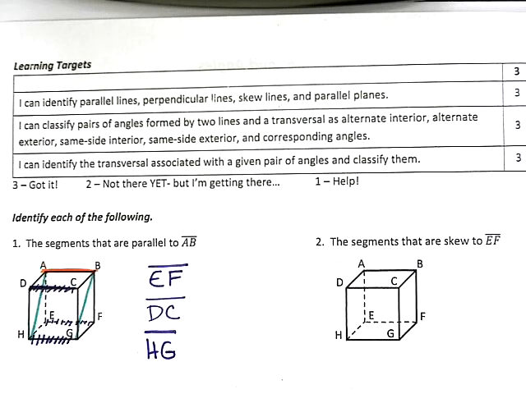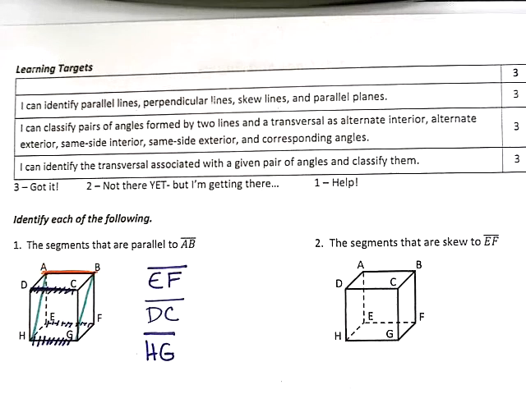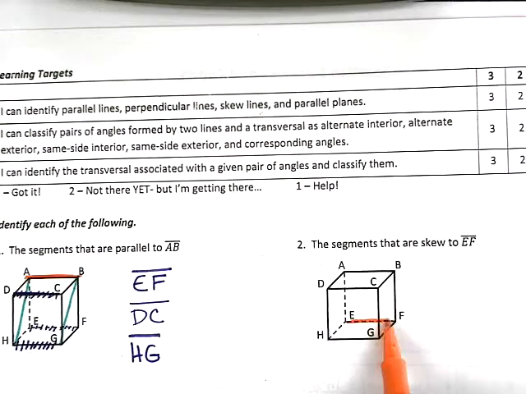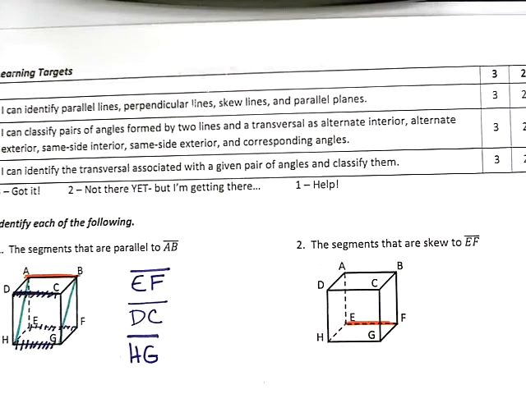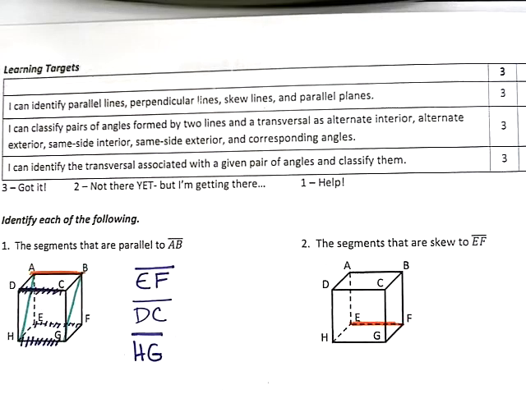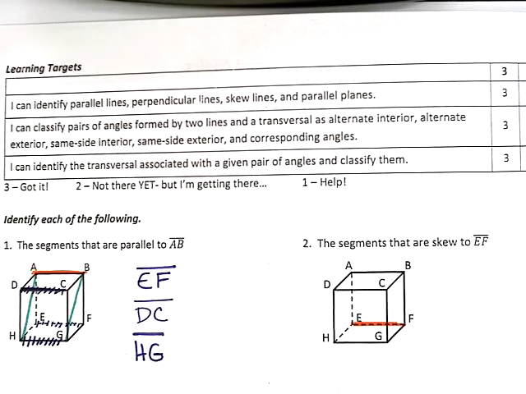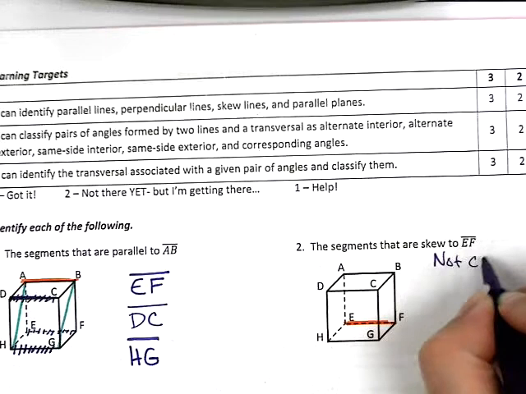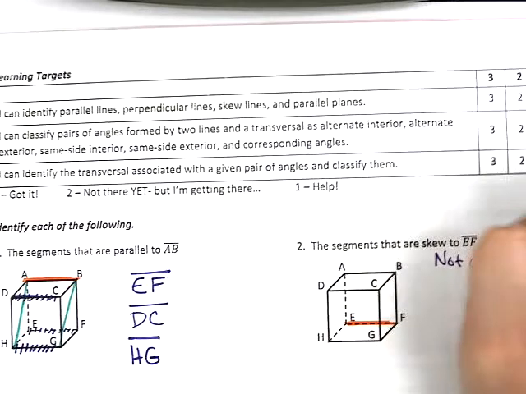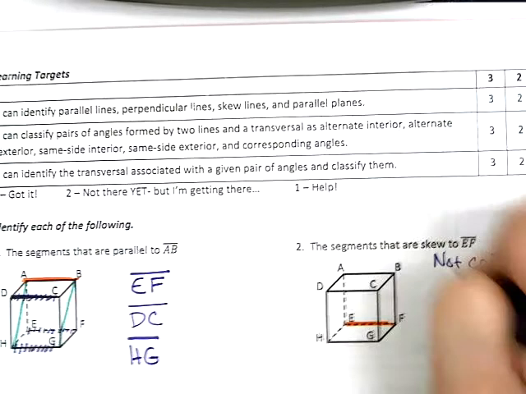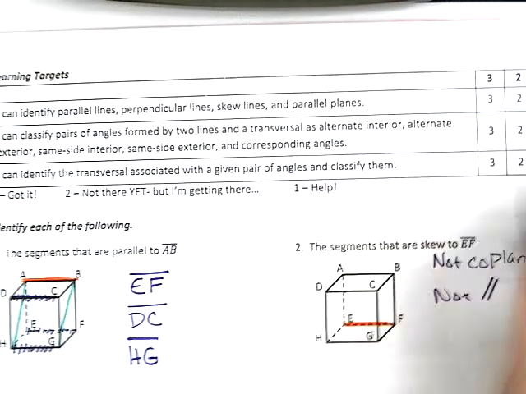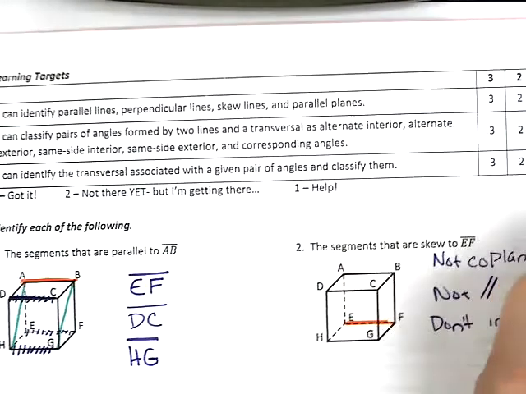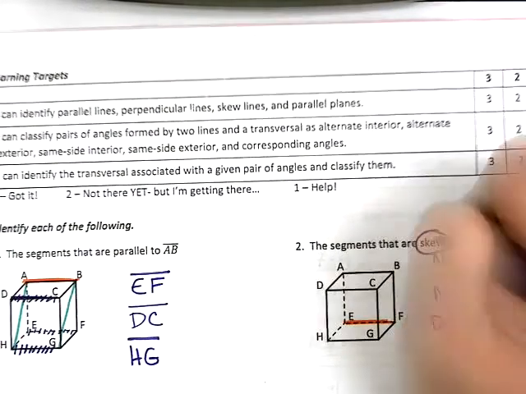Let's take a look at number 2. Question 2 asks for segments that are skew to EF. So let's first highlight EF and figure out where it is. It's that back edge of that box. We want segments that are skew. So remember, skew means that they are not coplanar, and they're also not parallel. Not coplanar. They are not parallel, and they don't intersect. That's what the word skew means.